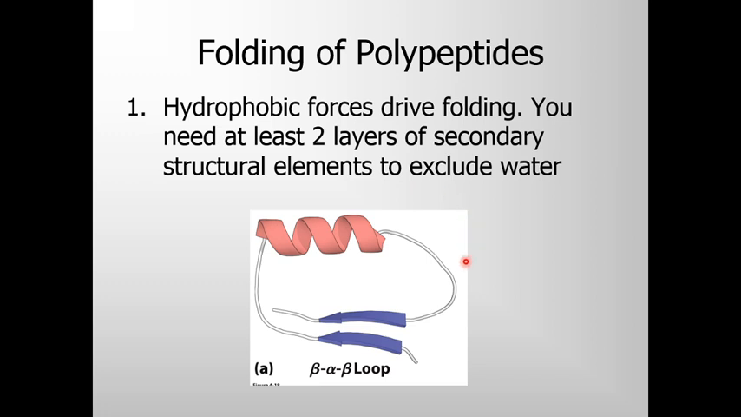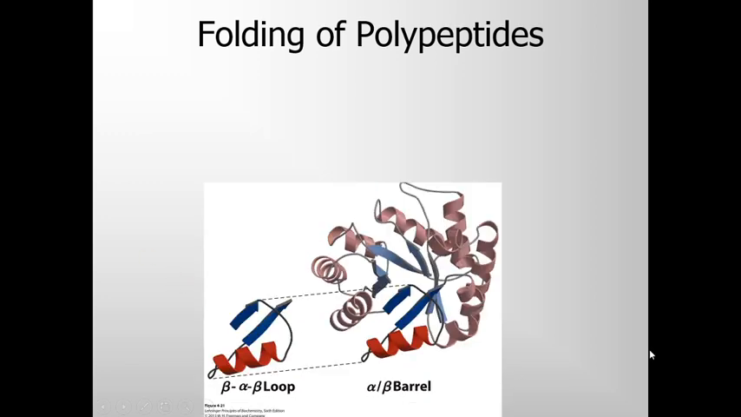This means that in a simple structure like an alpha beta loop, 2 separate layers are created, and the alpha helix remains as a separate layer versus the beta sheet remains as another separate layer. This is what it means. This is the first rule of protein folding.